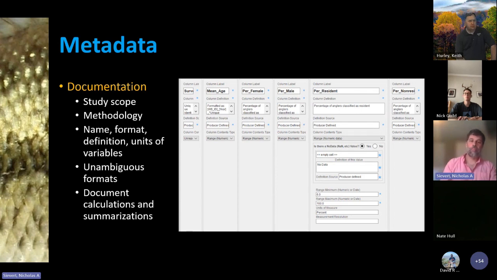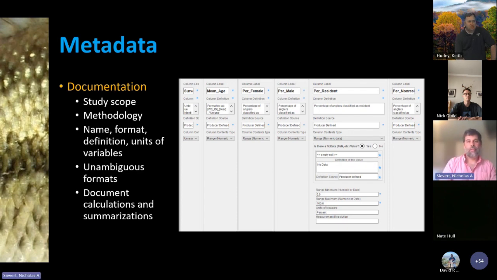Is that based on a percentage of angler hours? Is that based on a percentage of interviews? Are anglers only allowed to select one taxa? Can they select multiple? There's a lot of different ways you could calculate something. And so documenting how those calculations are actually done is really important for interpreting it and using it.